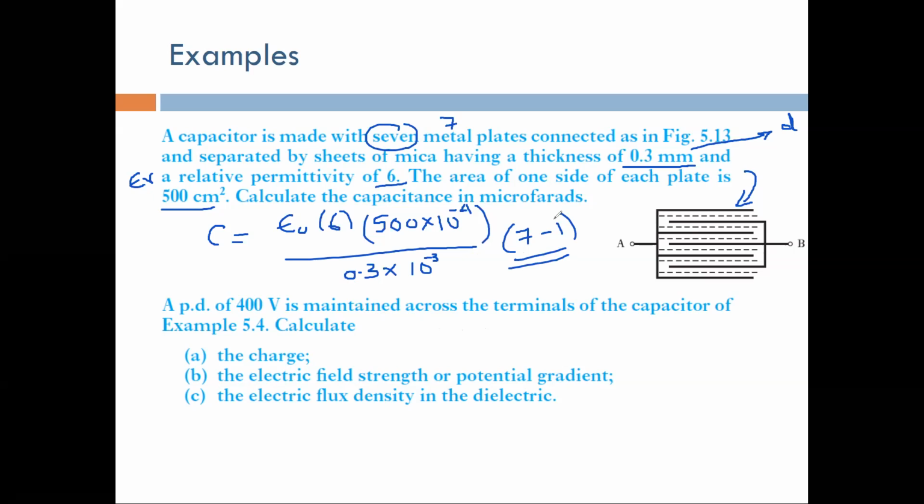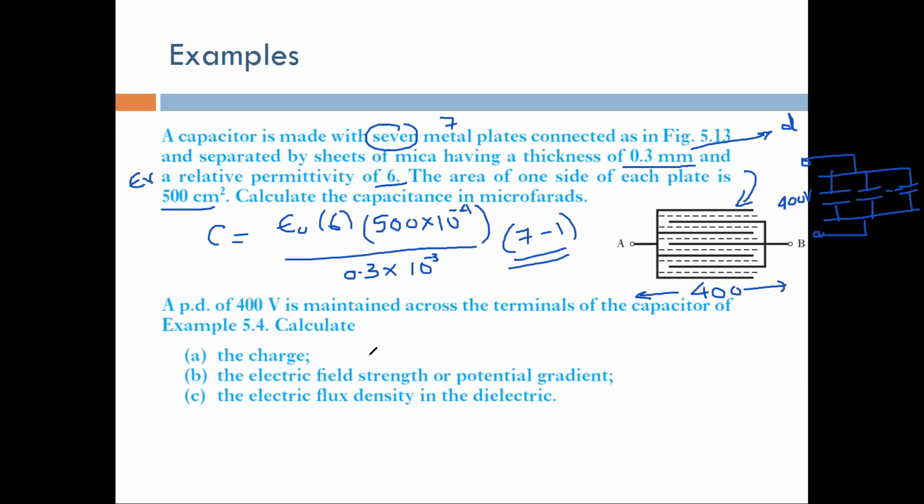For this exact example, we are referring to the same example here. You have 400 volts across here. Calculate the charge. How can you compute the charge? You have 7 minus 1 parallel capacitors. Effectively, you can draw this like this, and you have here 400 volts.